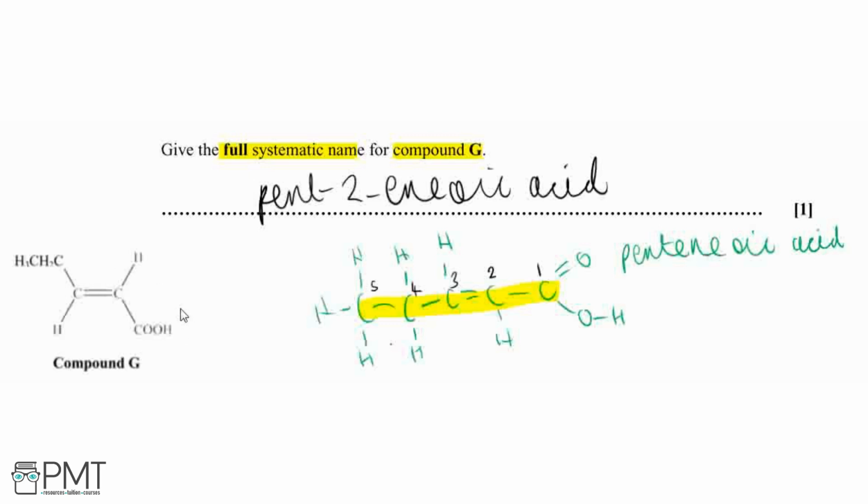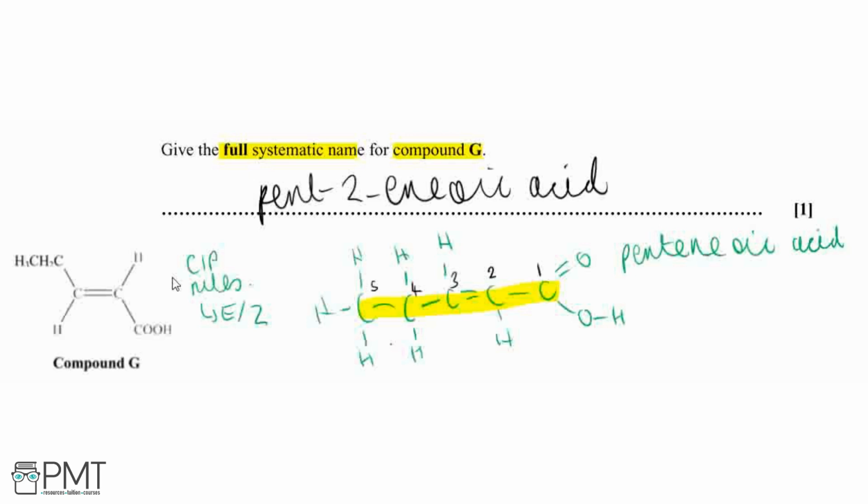So we need to look and see which are our high priority groups and whether they're on the same side or the different side of that double bond. And that's using our Kahn-Ingold-Prelog rules in order to identify whether we've got E or Z.